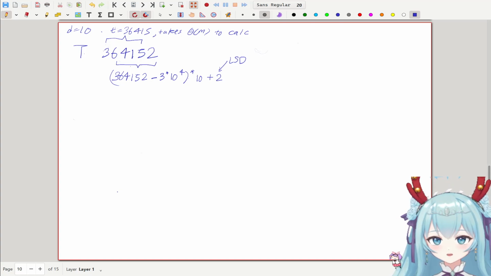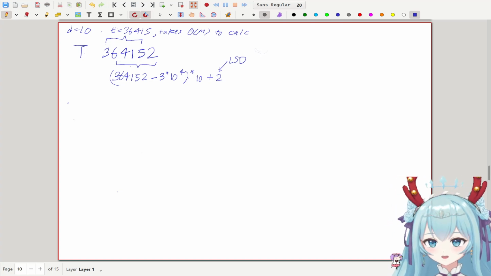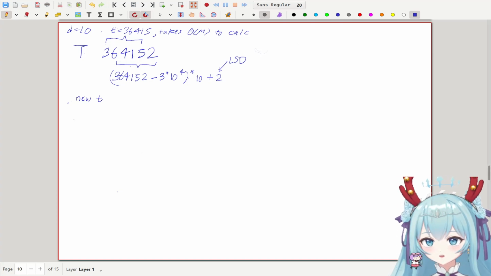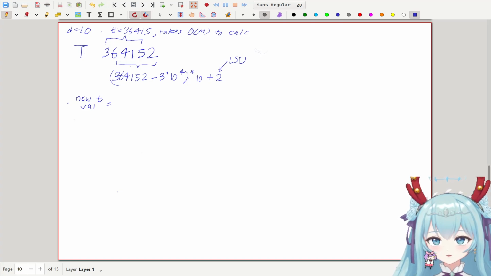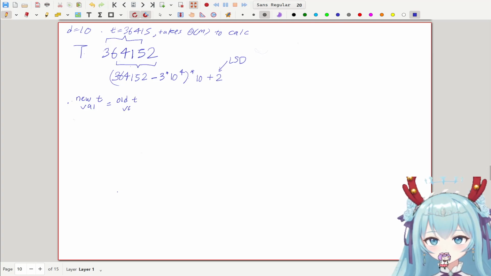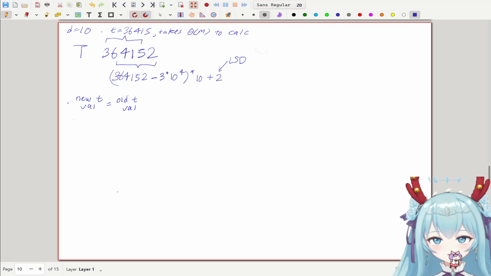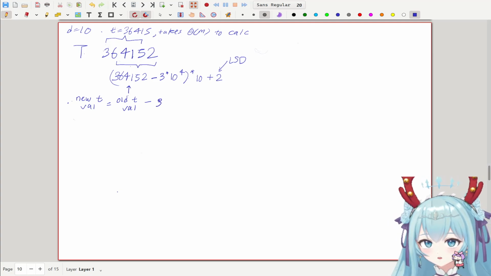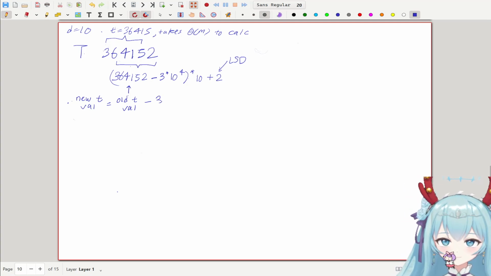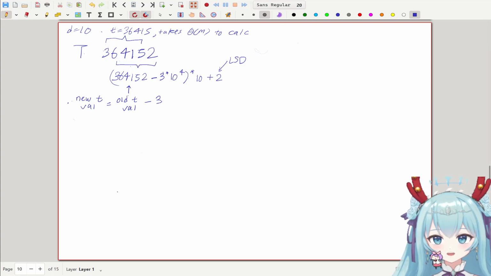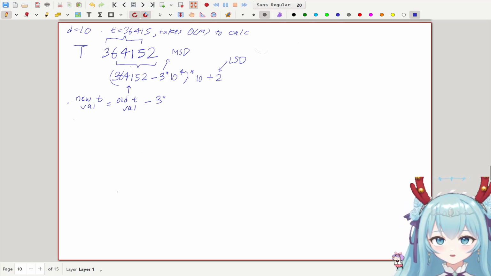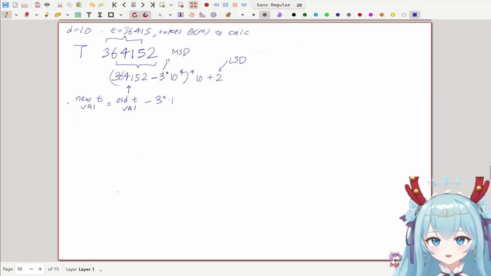So it means that our new t value for the new window is equal to the old t value, which is 364152, minus, I think this was the most significant digit that we had, and this is the most significant digit of the old window, multiplied by d of m.